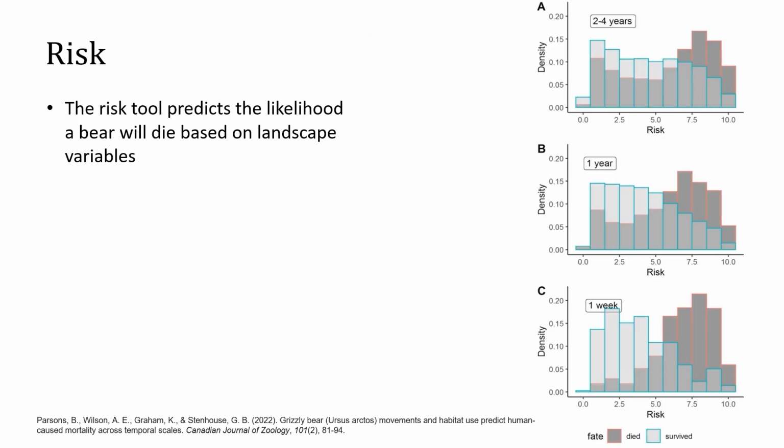Our next tool is our risk tool. The risk tool predicts the probability of grizzly bear mortality and models this using landscape variables. On the right here, we have a figure depicting mortalities of grizzly bears by time spent in areas of higher mortality risk. Up here, we have time spent as 2 to 4 years, 1 year, and 1 week. You will see that bears that spend more time in risky areas have lower mortality risk than bears that spend less time in risky areas, as they are more used to the risk. However, on the whole, grizzlies that spend more time in risky areas have a significantly higher chance of dying than those that don't.